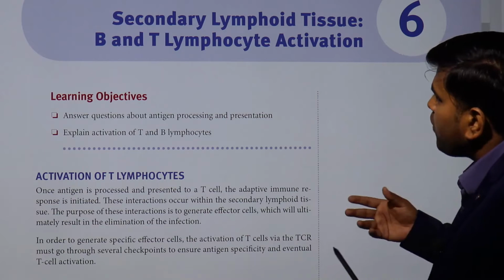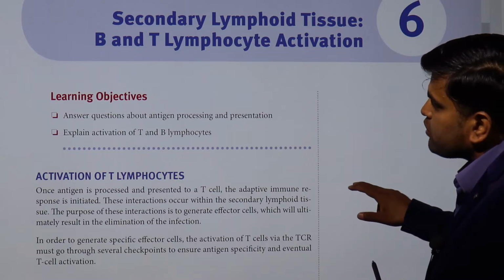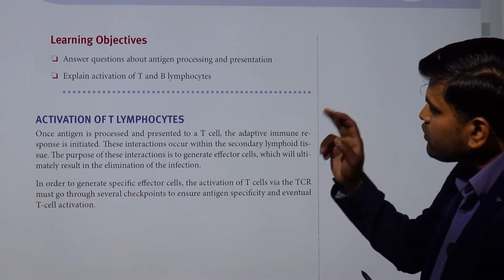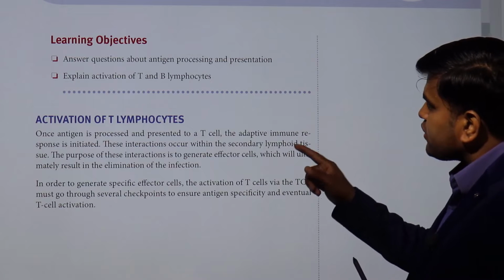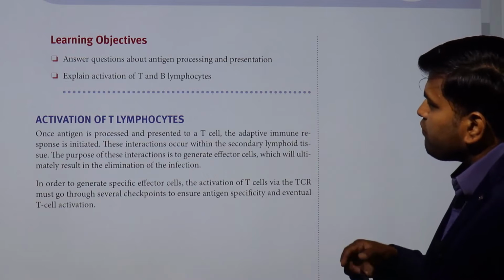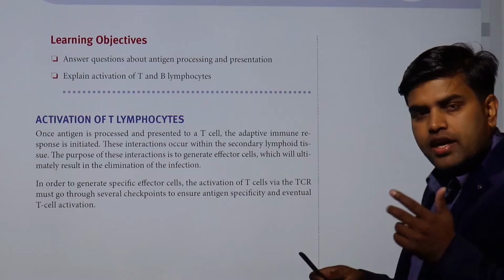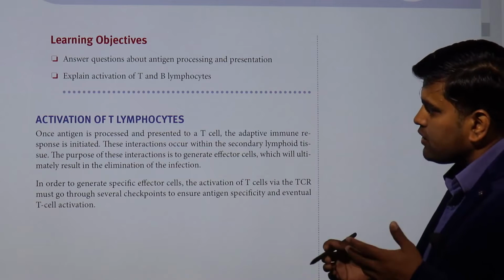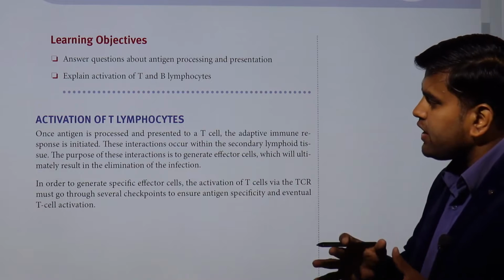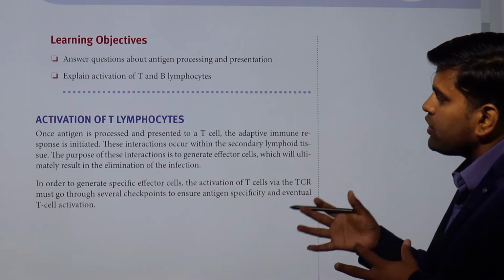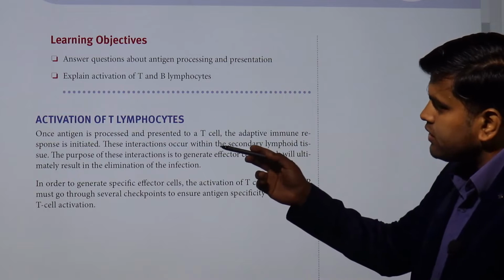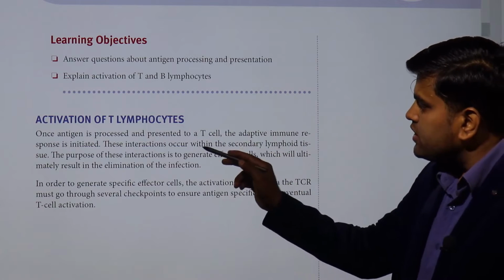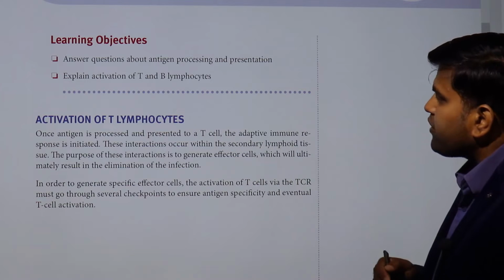Okay, so let's move over here. Activation of the T lymphocyte: once antigen is processed and presented to the T cell, the adaptive immune response is initiated. This interaction occurs within the secondary lymphoid tissue, and the secondary lymphoid tissues are the lymph node and the spleen. So we are talking about the lymph node mainly; spleen for blood-borne pathogens and lymph nodes for tissue pathogens. Once antigen is processed and presented to the T cell, the adaptive immune response is initiated. This interaction occurs within the secondary lymphoid tissue.